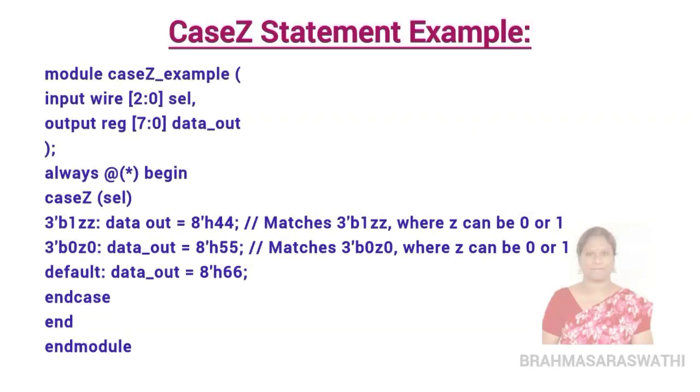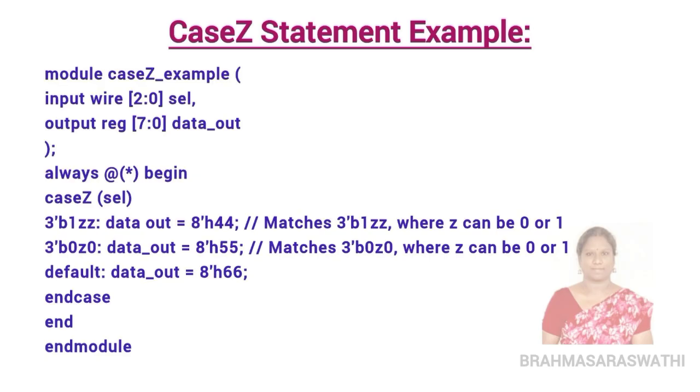Let's see the casez statement example. You observe in the always block casez selection inputs. In statement 1, 3'b1zz is to data_out equal to 8'h44. The Z value may be 0 or 1. You have to write either 0 or 1 in the place of Z. In value 1, 3'b1zz, the zz has two places with the values 00, 01, 10, 11. These 4 possible conditions, the output will be 8'h44.